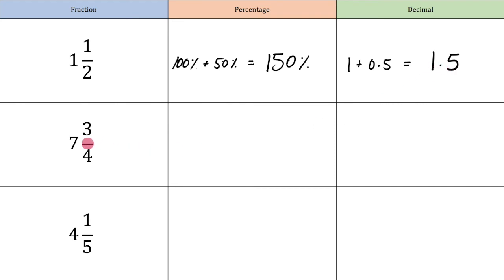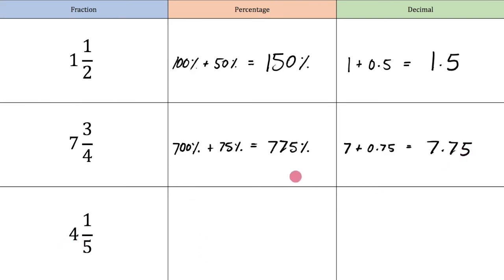So you should be able to look at this and go, it's going to be 700 plus 75%, because 3 over 4 is 75%. So if I was to write this out, it would be 7 here is going to be 700%. Then 3 over 4 is going to be 75%. So that's going to be 775%. And then you should be able to write this as a decimal. It's going to be 7 plus 3 over 4 written as a decimal is going to be 0.75. So that's going to be 7.75.